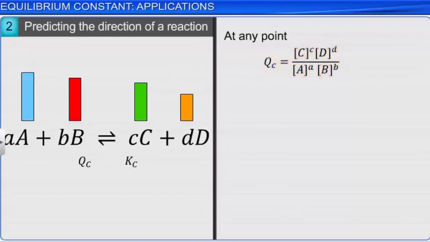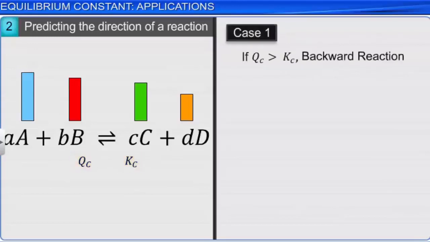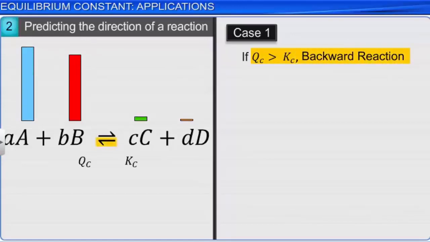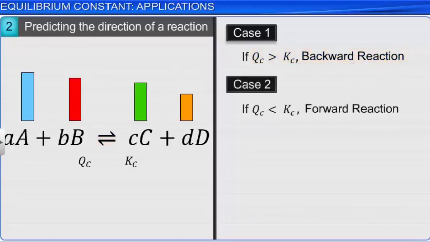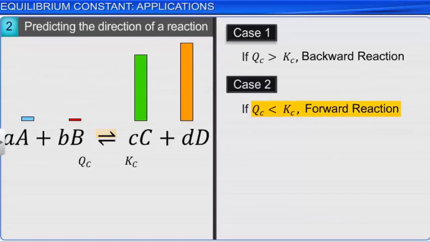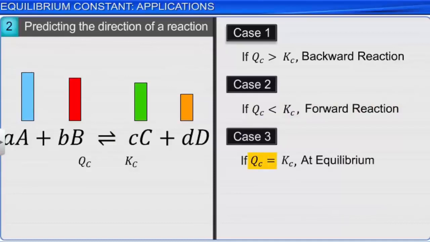Let us now examine how reaction quotient and equilibrium constant help us in predicting the direction of a reaction. If the value of reaction quotient Qc is greater than equilibrium constant Kc, it means that the backward reaction takes place. In other words, the reaction proceeds in the direction of the reactants. If Qc is less than Kc, it means that the forward reaction takes place. That is, the reaction proceeds in the direction of the products. If Qc is equal to Kc, then it indicates that the reaction mixture is at equilibrium. Thus, we can predict the direction of a reaction with the help of its reaction quotient and equilibrium constant.